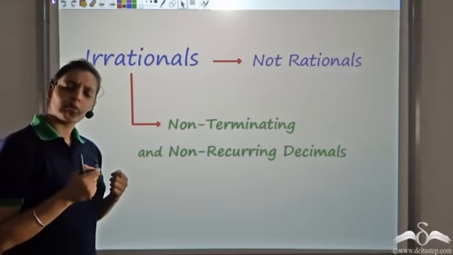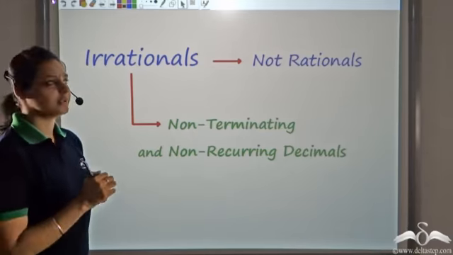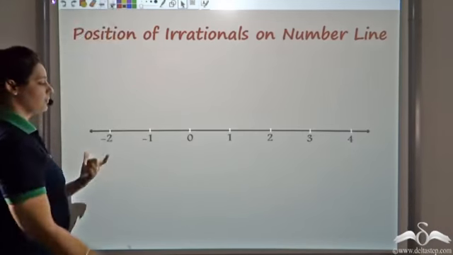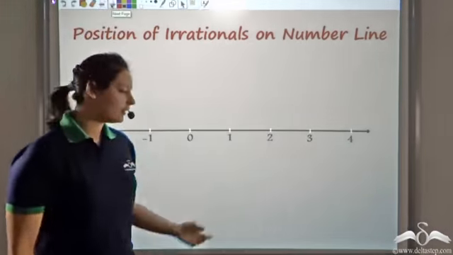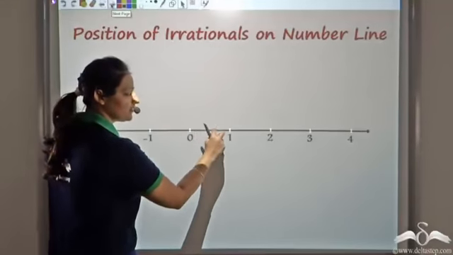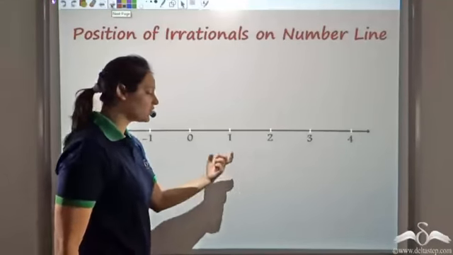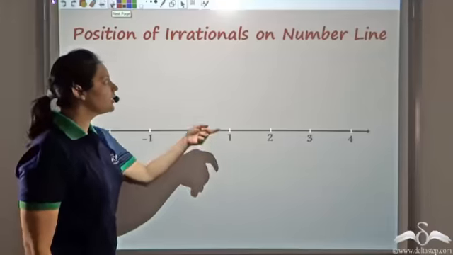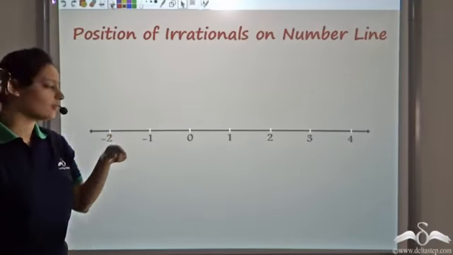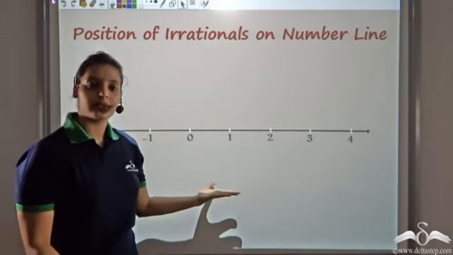Now, how do I plot these irrational numbers on a number line? That is the question. We'd seen integers on a number line. Between any two integers, we'd seen fractions, that is the rational numbers, which are integers plus fractions. Now, how do I plot these irrational numbers? Where do they lie on the number line?